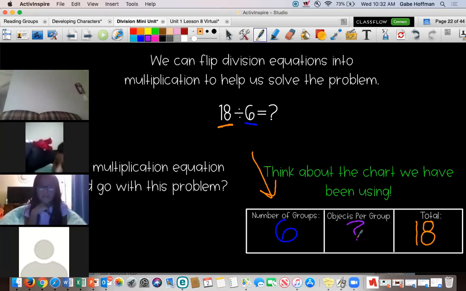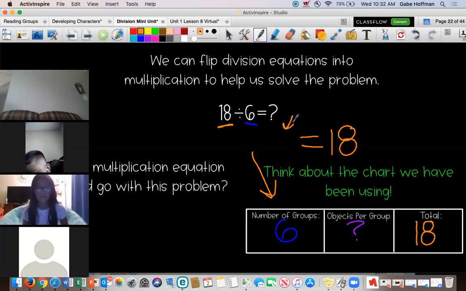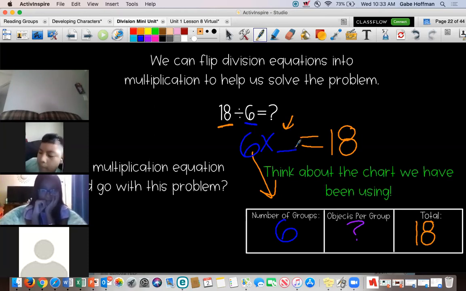So how can I use these numbers in here and write it in a multiplication equation rather than a division equation? So our total is going to be 18. Right? So I'm flipping it around. I move the 18. What would I put on this side of the equal sign? 6. Yep, and one spot's going to be blank because we don't know that answer. So we're going to say 6 times something equals 18.